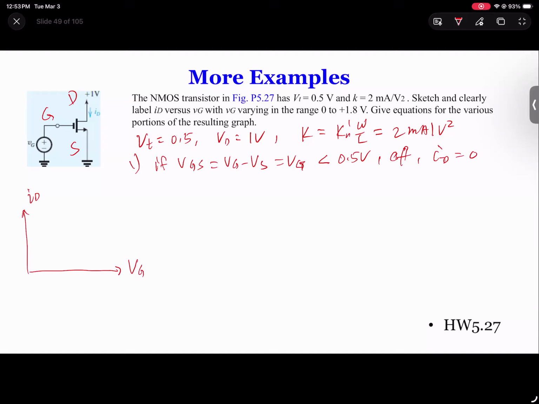So if VG is less than 0.5, off. Okay. So remember, curve ID over VG, not ID over VDS. All right, so let's go to the next step. Yes, larger than 0.5. Then we check the mode.